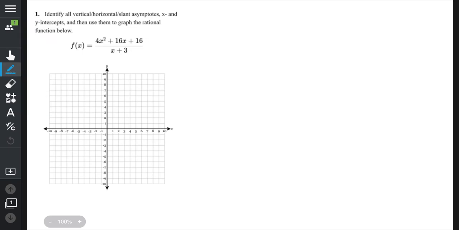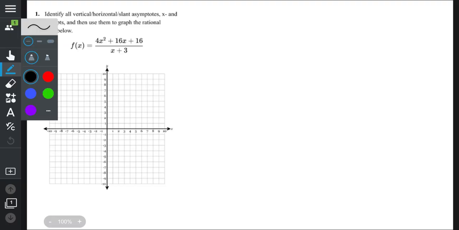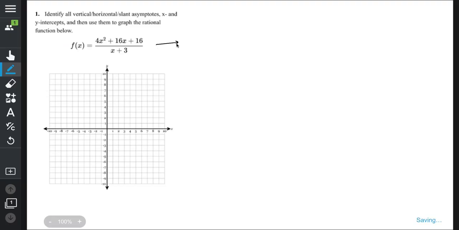Okay, the first thing that you're going to do is see the factored version of this function. It's important to see it factored. It's nice to see it unfactored for certain features, but you really need to see the factored version. So let's take out a GCF first because we have a 4, 16, 16.